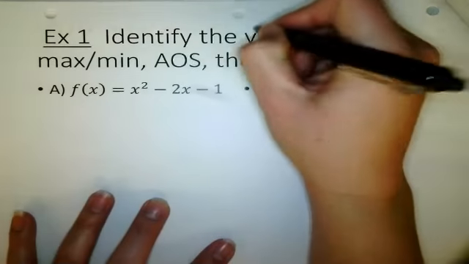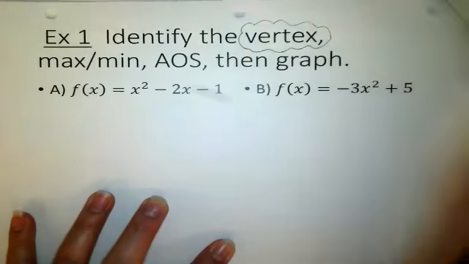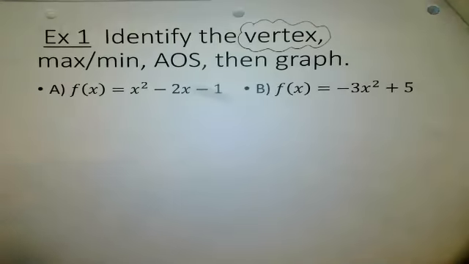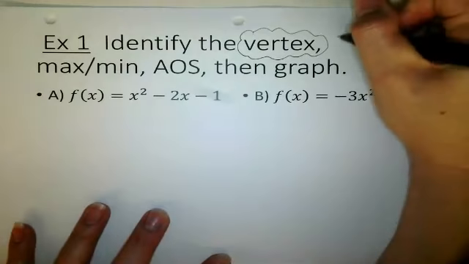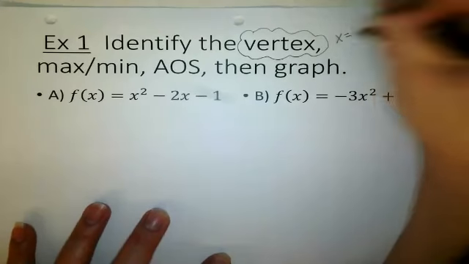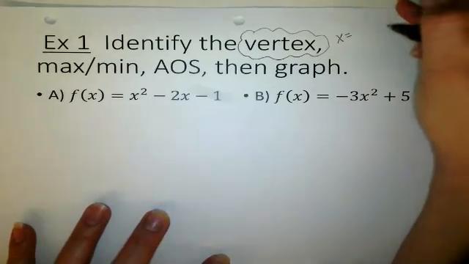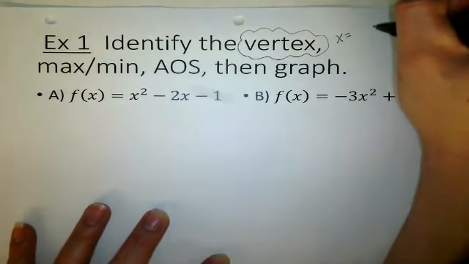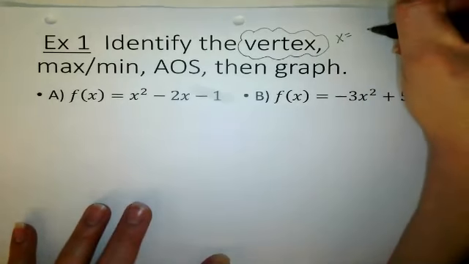Most of what you're doing today is just identifying the vertex. Make sure you read the directions and only do what's required. So how do we start the vertex? How do we figure out the x-coordinate of the vertex?